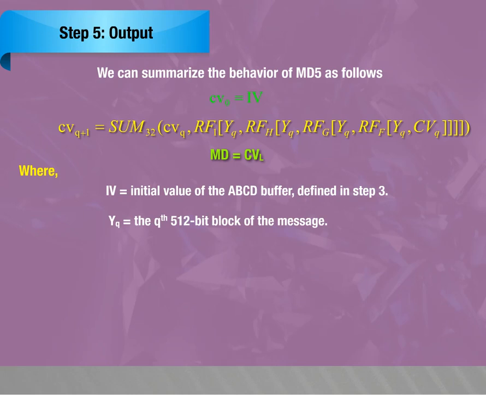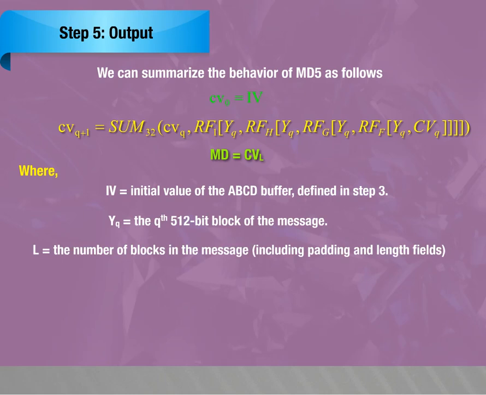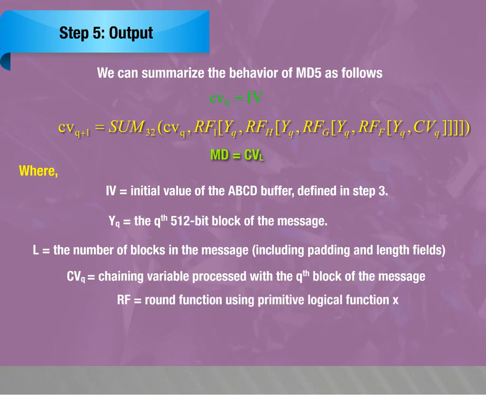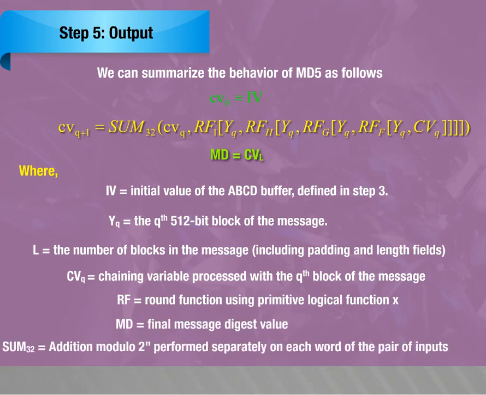Yq is equal to the qth 512-bit block of the message. L is equal to the number of blocks in the message, including padding and length fields. CVq is equal to the chaining variable processed with the qth block of the message. RFx is equal to the round function using primitive logical function x. MD is equal to the final message digest value. Sum 32 is equal to addition modulo 2 power 32 performed separately on each word of the pair of inputs.